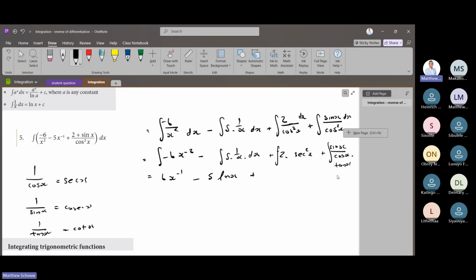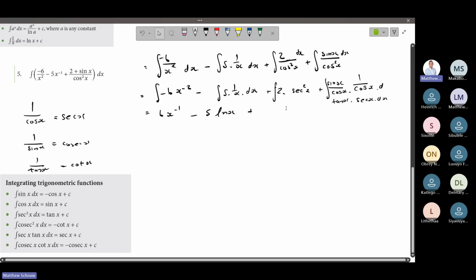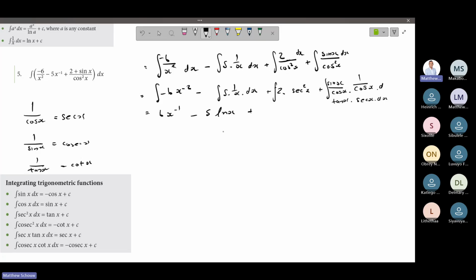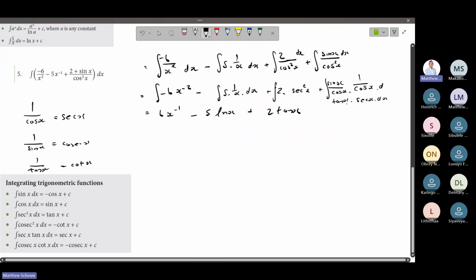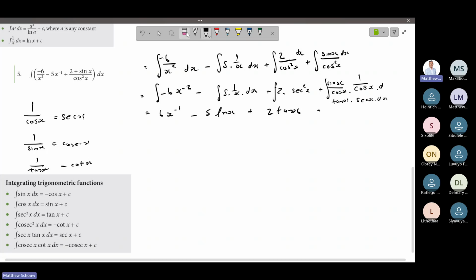Okay. So what we have over here, now we must integrate 2 sec x. So the integral of sec x, if we look at that, is tan x. So that will become 2 tan x. That's fine. Then over here, if I can remove this for you, just like this.